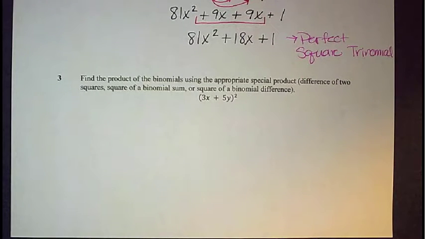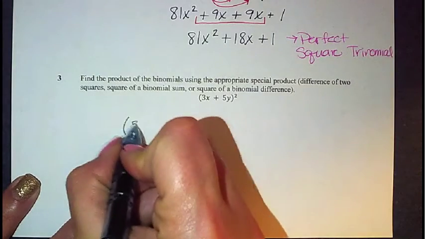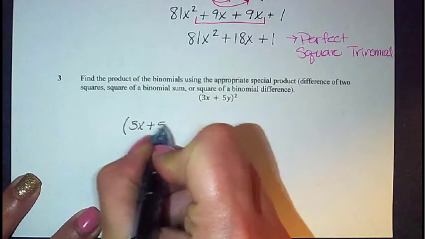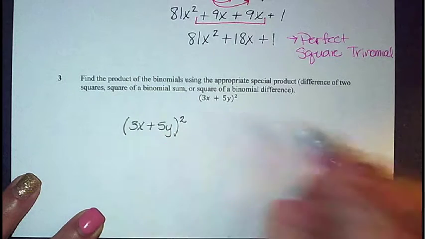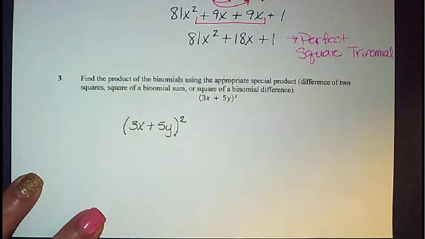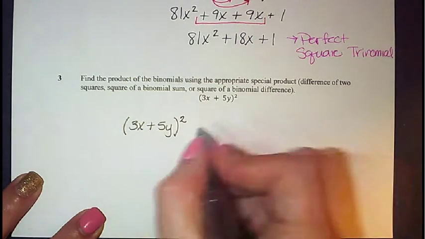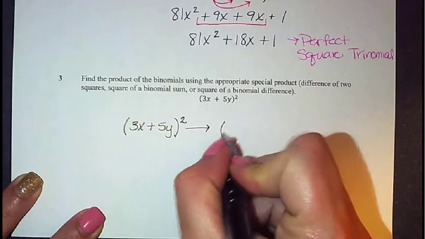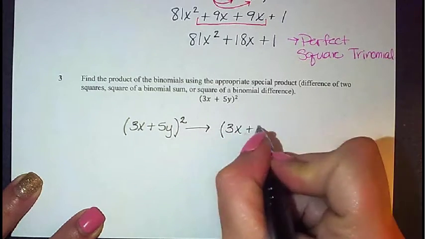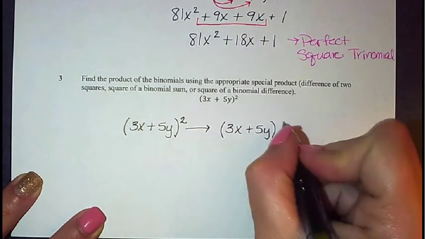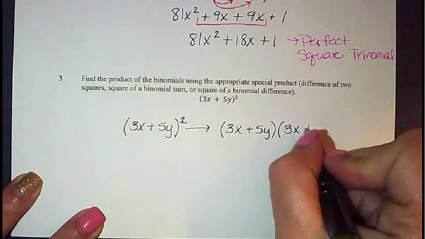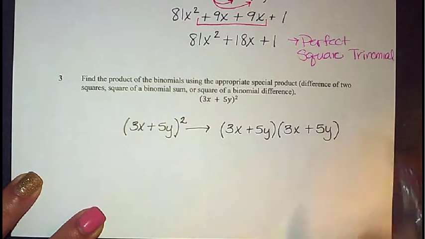Okay, so for our next example, we have 3x plus 5y, and then we're squaring it. One of the things you have to understand is that when you're doing this, you actually need to write out the squared. Remember, squaring something means to multiply it times itself. So I want you to write it out: 3x plus 5y times another 3x plus 5y. Again, you're multiplying something times itself, so you want to write it twice.